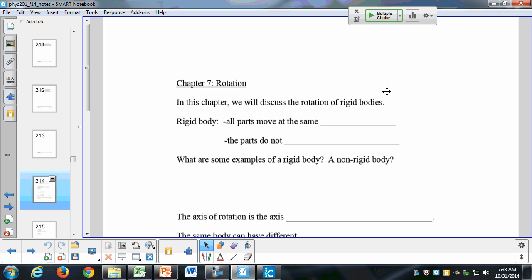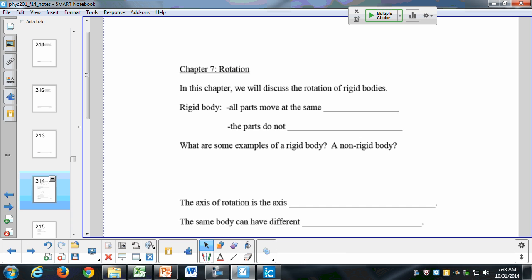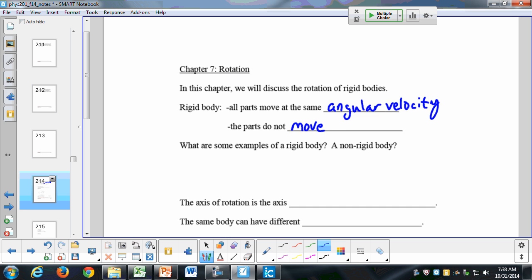So first of all, we're going to discuss rigid bodies only. Rigid bodies, all parts move at the same angular velocity or angular speed. In a rigid body, the parts do not move with respect to one another.